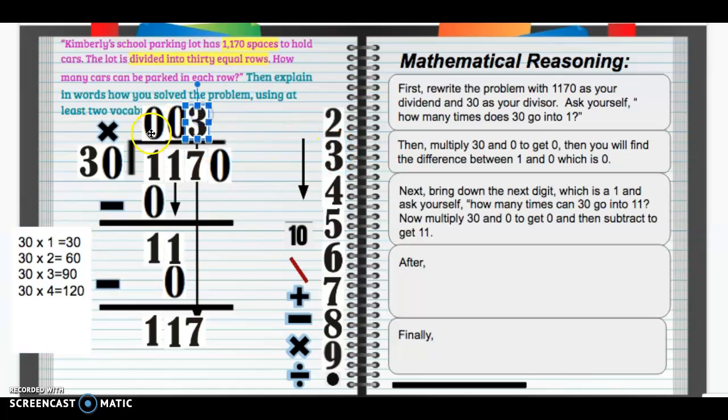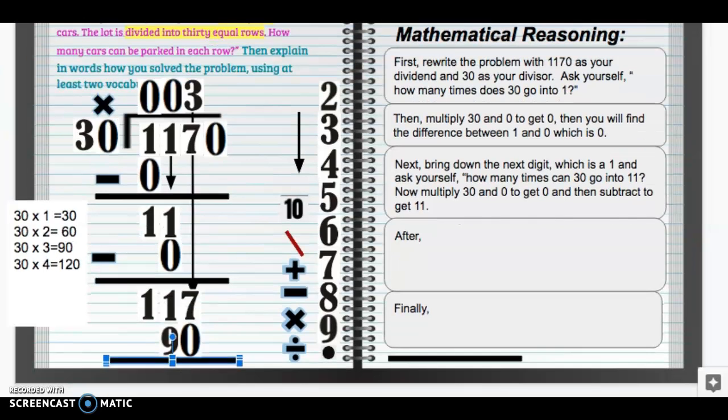So how many times does 30 go into 117? It goes into it 3 times, and that equals 90. So you put your 90, and then you're going to subtract. And again, you're going to want to go off the page, and if you do, that's fine. You can go off the page. I'll still be able to see it.